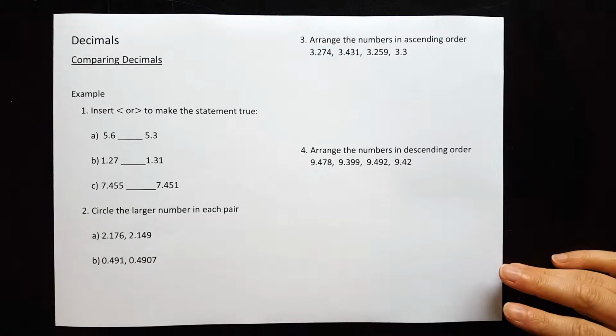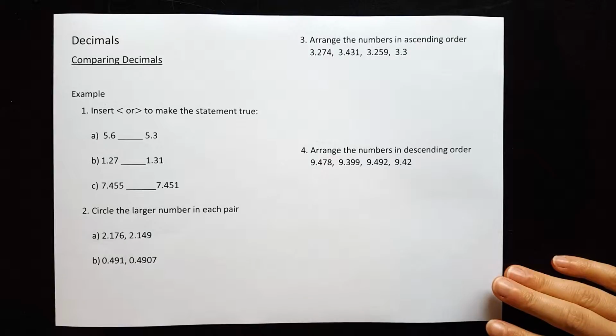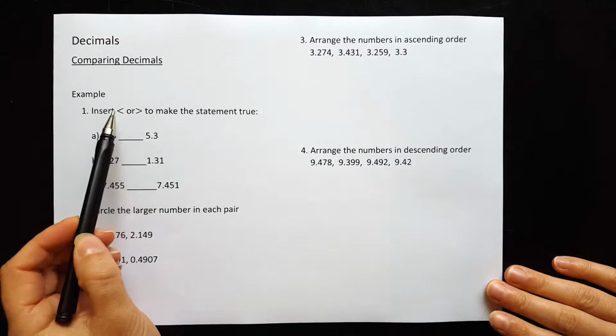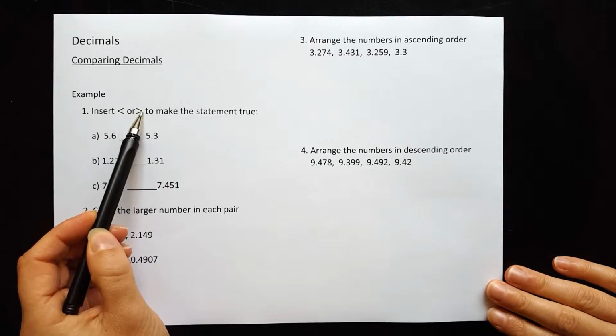Today we are doing a topic on decimals and we're going to be comparing decimals today. So we're going to go straight into the examples and we need to know these symbols here. This symbol is a less than symbol. This symbol is the greater than symbol.